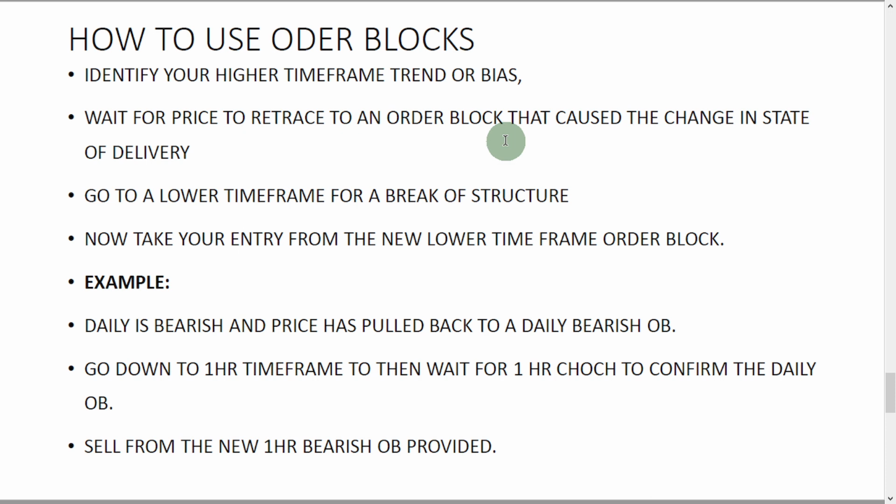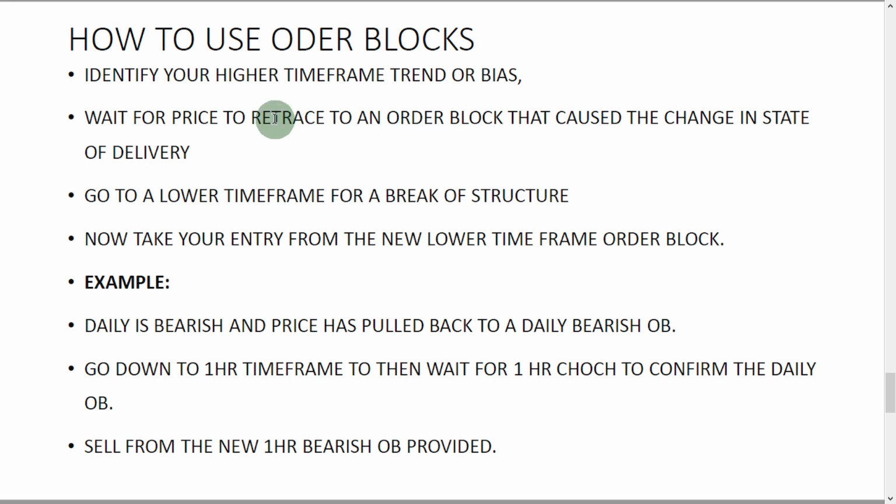If you are bearish on a higher time frame, we want to be looking for sales. And where are you going to sell from? You're going to sell from bearish order blocks on 4 hour, on 1 hour, on the daily as well. If you are bullish on the daily, you want to be buying. Where are you going to buy from? You're going to be buying from the daily bullish order blocks, 4 hour bullish order blocks, 1 hour bullish order blocks, and even 15 minutes bullish order blocks.